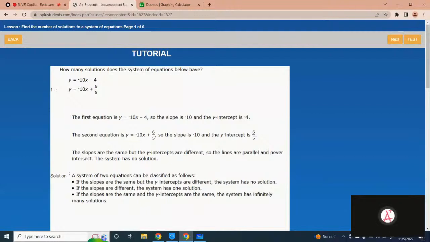Got it? Okay, a system of two equations can be classified as follows. If the slopes are the same but the y-intercepts are different, the system has no solution. The next one is if the slopes are different, the system has one solution. If the slopes are the same and the y-intercepts are the same, the system has infinitely many solutions. Got it?